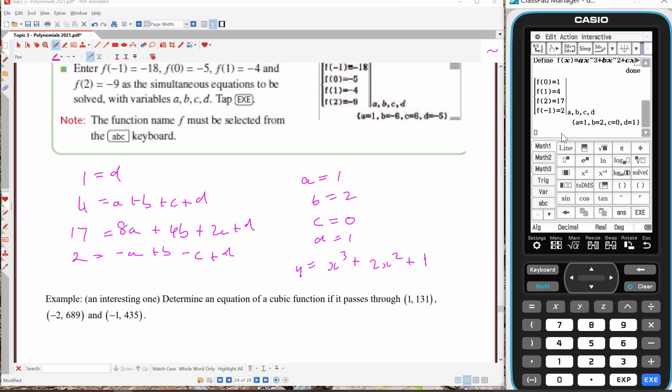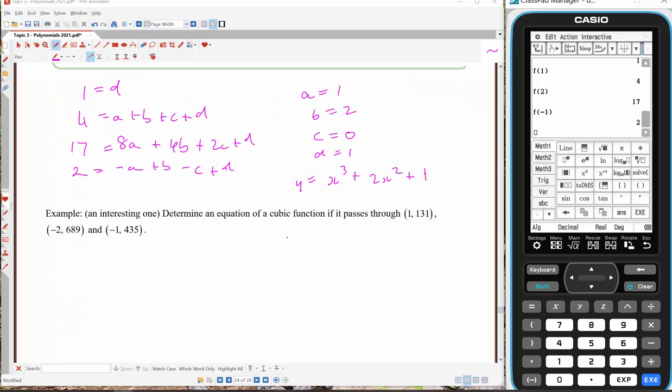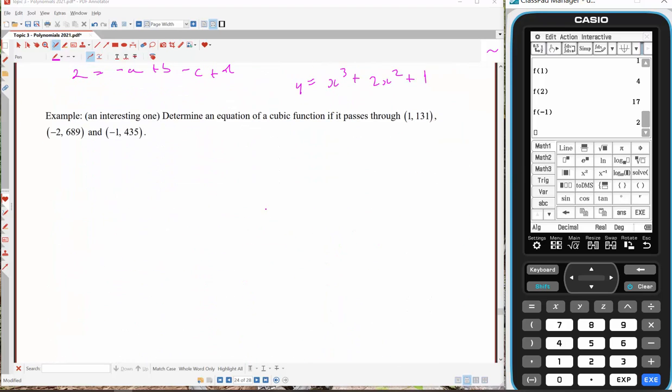Right, and we can quickly try that out. So define f of x equals x cubed plus 2x squared plus 1. And if I do f of 0, should say 1. F of, what were my other points? F of 1 should be 4. F of 2 should be 17. And f of negative 1 should be 2. Isn't that awesome?